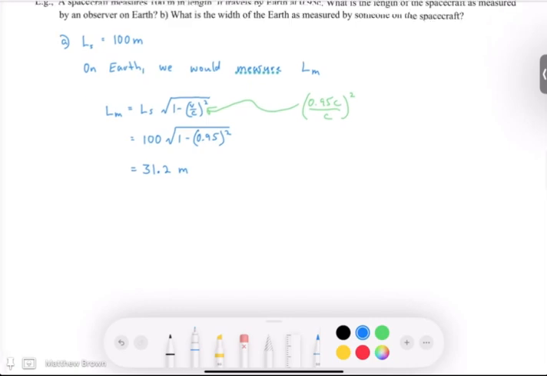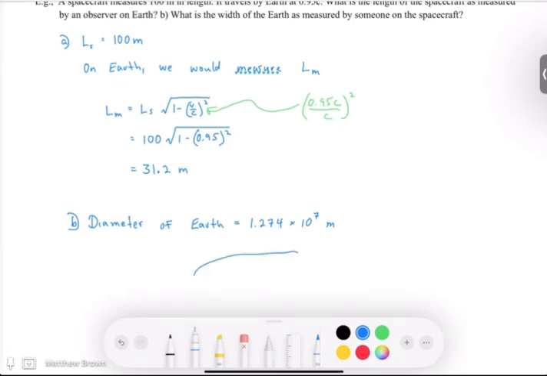For part B, just looking at the poll results, it's a spread. Most people said longer, that the observer on the spaceship would measure a length that's longer for the Earth, that the Earth would seem bulged, if you will, as they're going by. And it does feel that way.